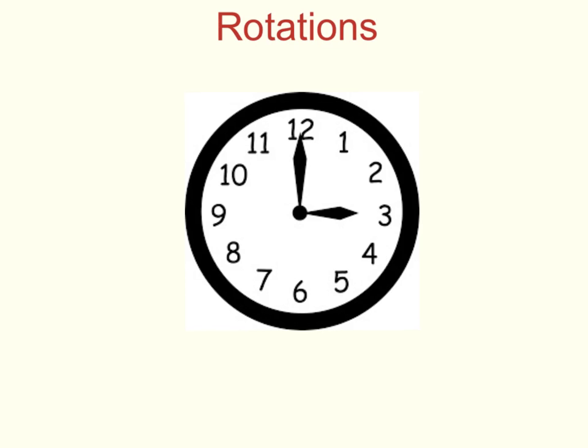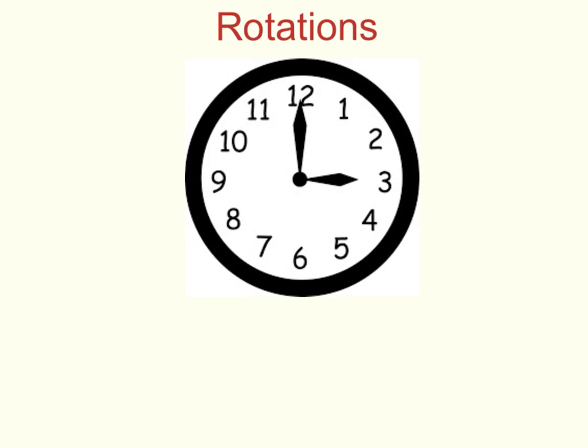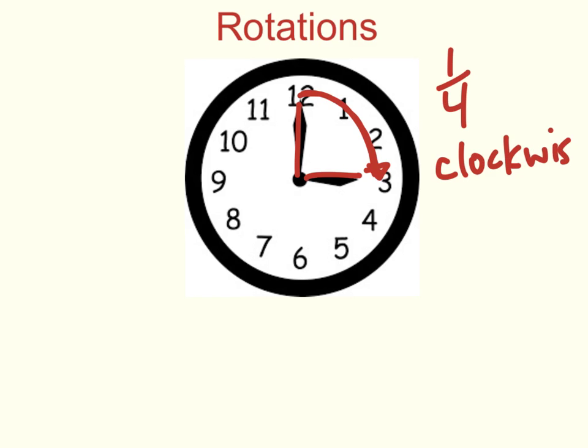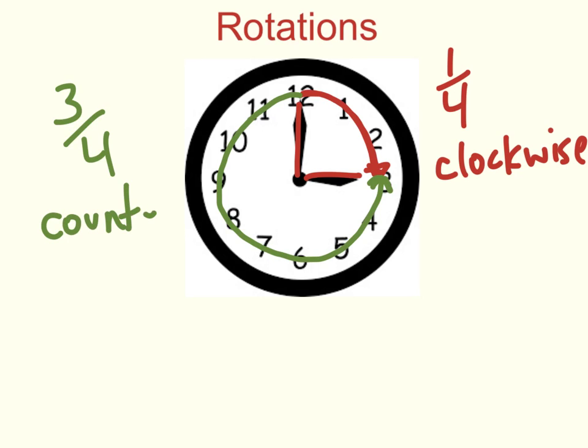Here's a really neat thing. With this clock, we could describe it two ways. Because it turns like this, let's look at this hand and this hand. That's a quarter turn, isn't it? It went a quarter of a way. So we could call it a quarter turn clockwise, because that's what it did. However, if we went the other way, we could say that it went 3/4 of a turn counterclockwise.